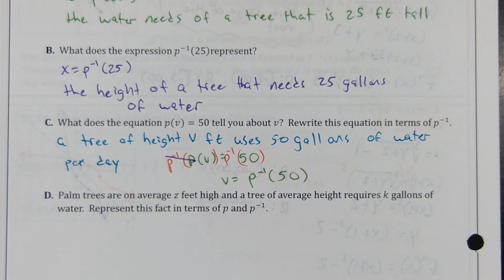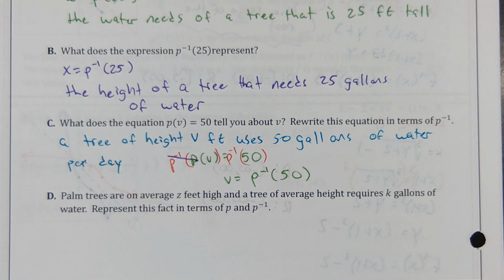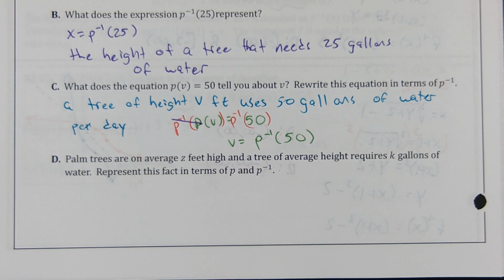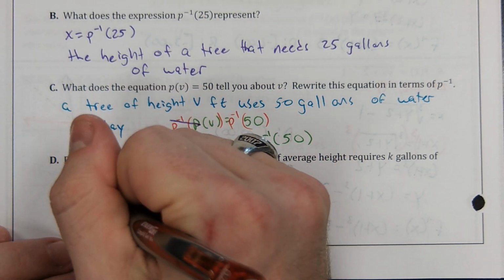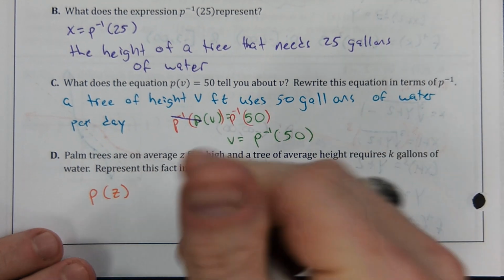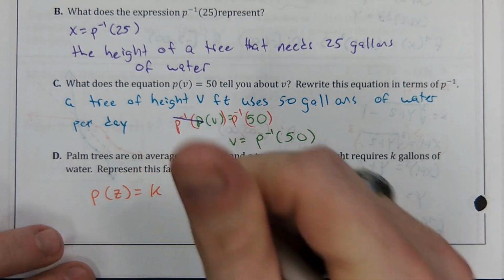We're now told that palm trees are, on average, Z feet tall. And a tree that is that average height is going to use K gallons of water. We're going to represent that fact in terms of P and in terms of P inverse. Straightforward, P of Z, a palm tree of height Z uses K gallons of water.